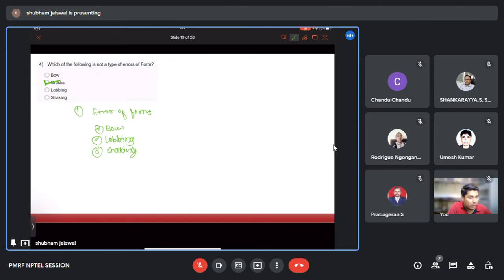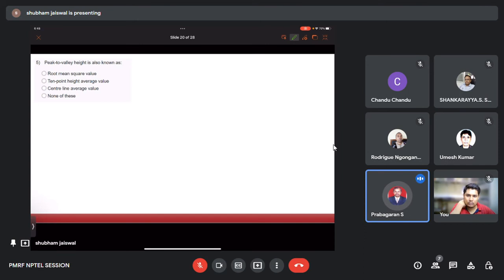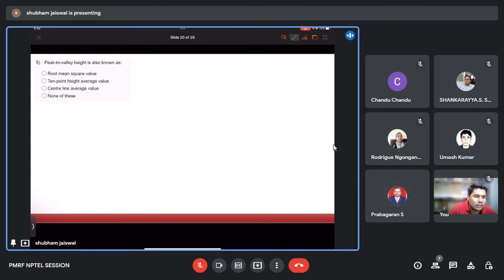So moving to our next question. Peak to valley height is also known as root mean square value, 10-point height average value, center line average value, none of these. So 10-point height average value. Okay, yeah, Mr. Prabhakaranji. Any other option? Mr. Chandu, Mr. Roderick? Okay. Let's see.